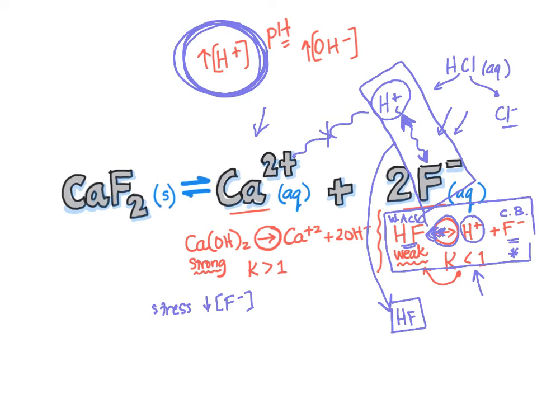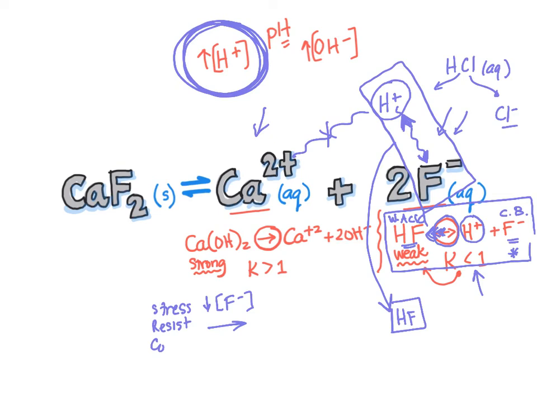Now what is the system going to do, right? It's going to resist that. How do we resist this thing? I'm going to have to make more of the ion that was taken away, right? So the equilibrium is going to shift towards the side that compensates for that stress, compensates for that loss. So it's going to move to the right. It's going to make more of the fluoride that was taken away.